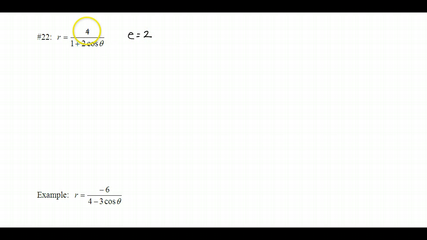Well, if that's 2, here we have eccentricity times distance. We know our distance is 2. And with our eccentricity equal to 2, we know our type of conic. It's obviously greater than 1. This is going to be a hyperbola. So with this, we can start to sketch.